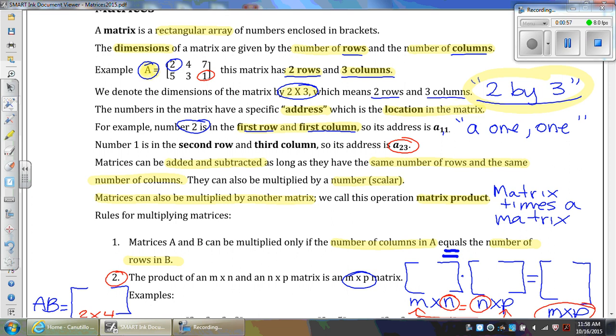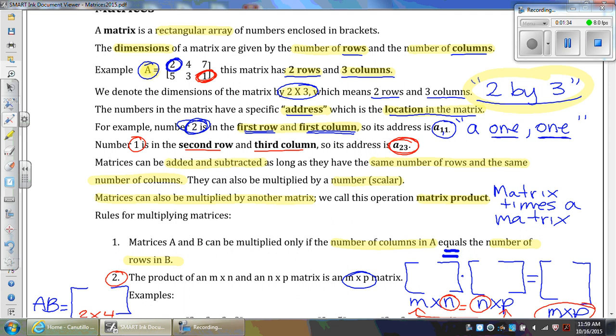Every entry, every single number inside a matrix has a specific address, which is the location inside the matrix. So for example, if we look at number 2, which is here, that will be in the first row, first column. So the address we say is A11, not A eleven, but A one-one. First row, first column. Next, we have number 1 inside the matrix. That is in the second row, third column. So we say the address is A23.